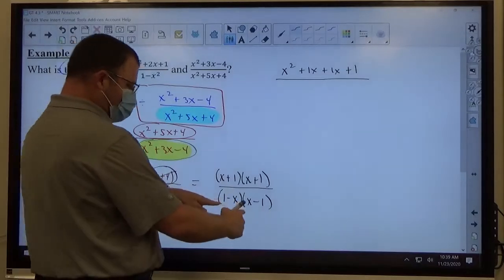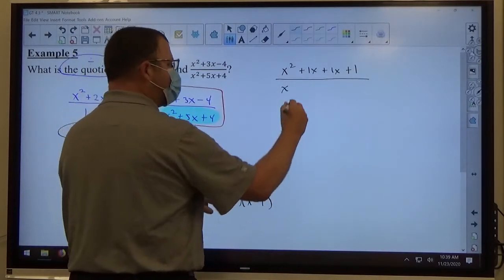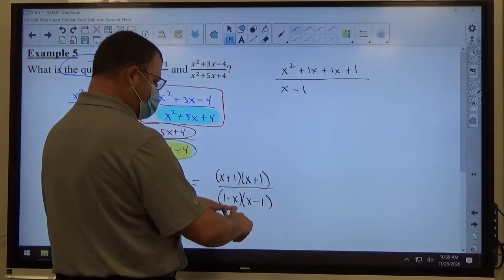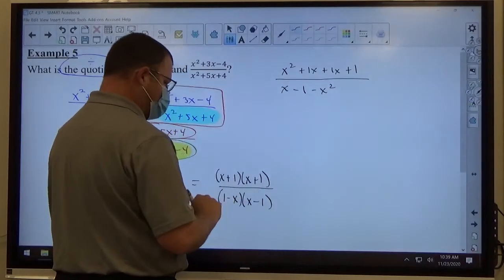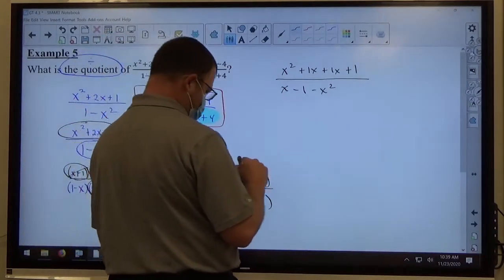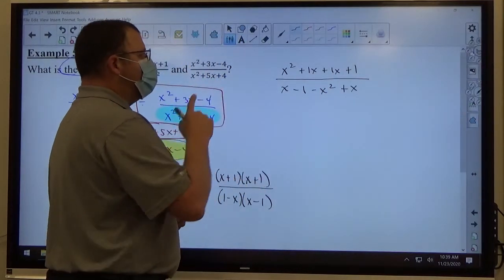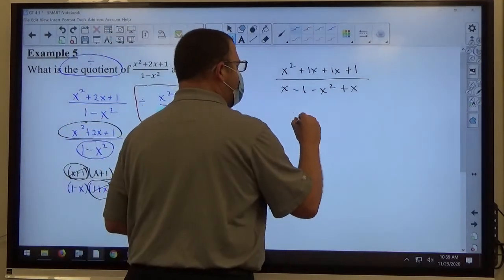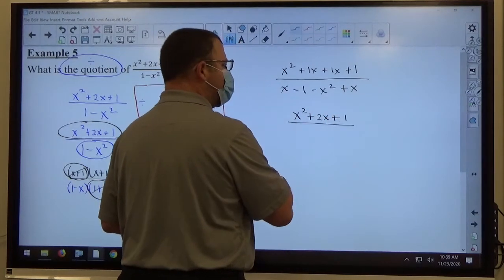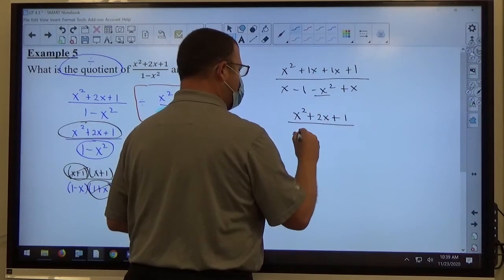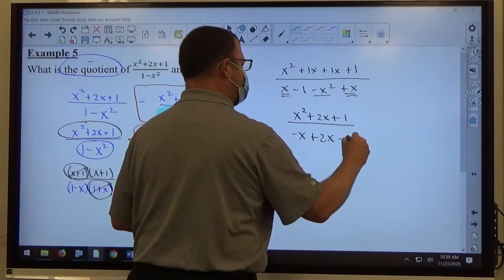On the bottom, first times first, 1 times x is x. Outsides 1 times negative 1 is negative 1. Insides negative x times positive x is negative x squared. And last times last, negative x times negative 1 is positive 1x. So the top simplified out is going to be x squared plus 2x plus 1. The bottom simplified out, I got negative x squared plus 2x minus 1.